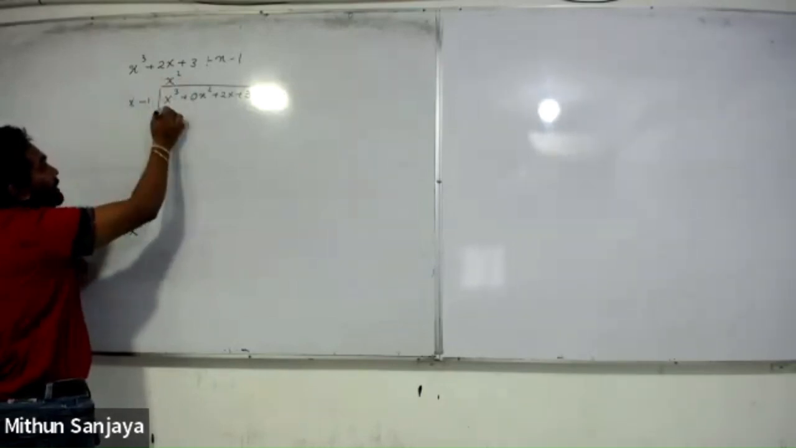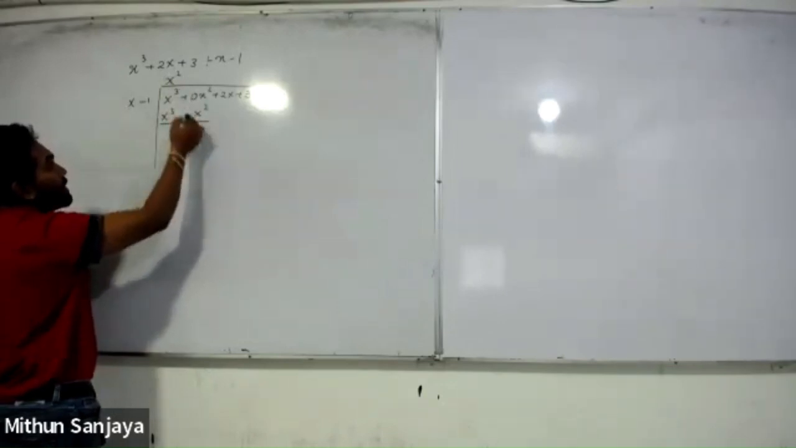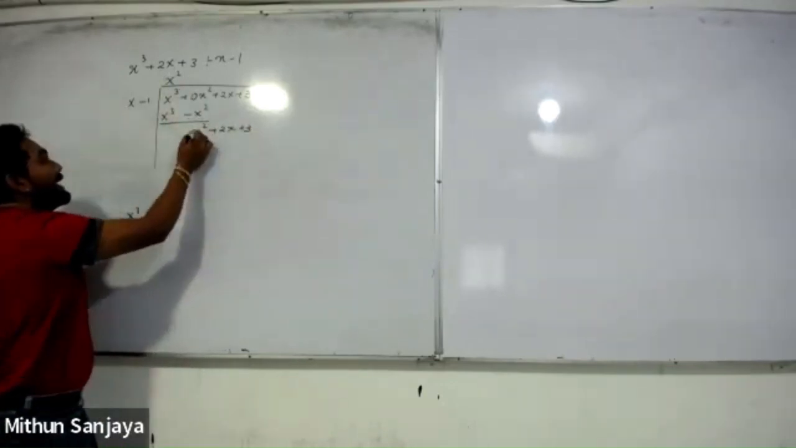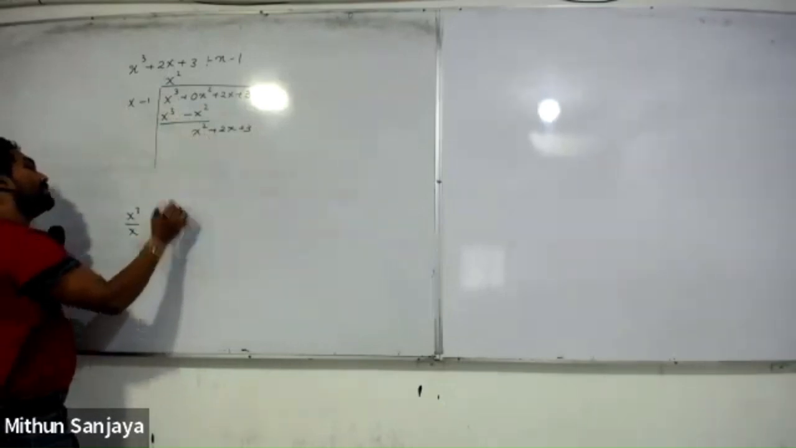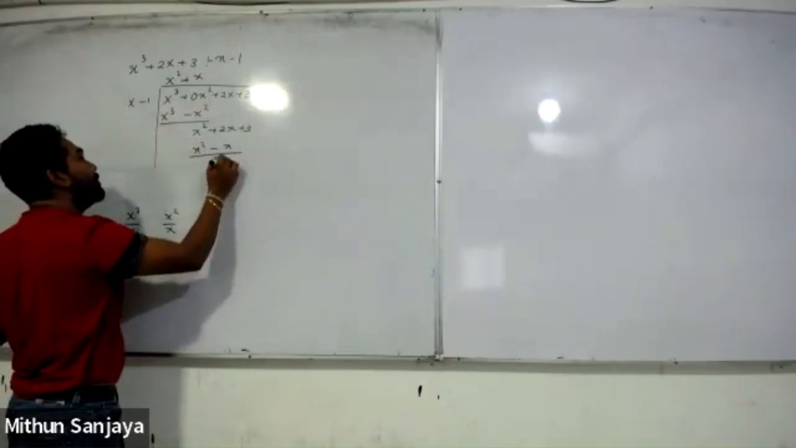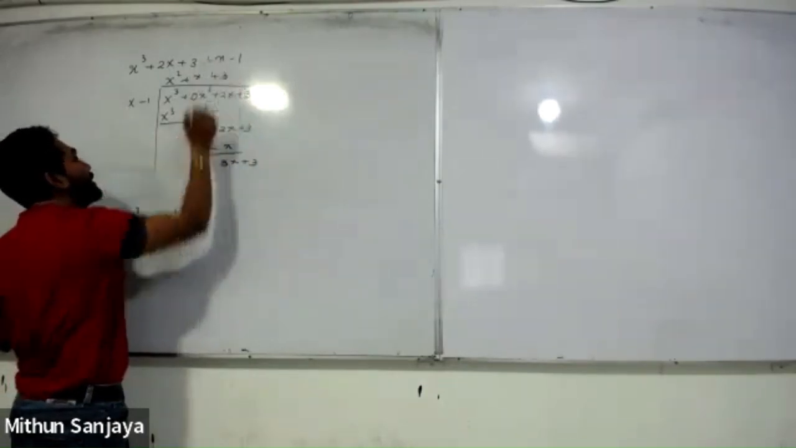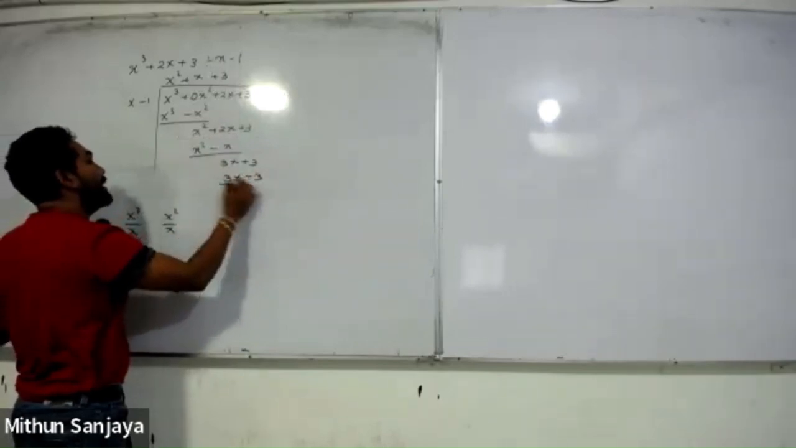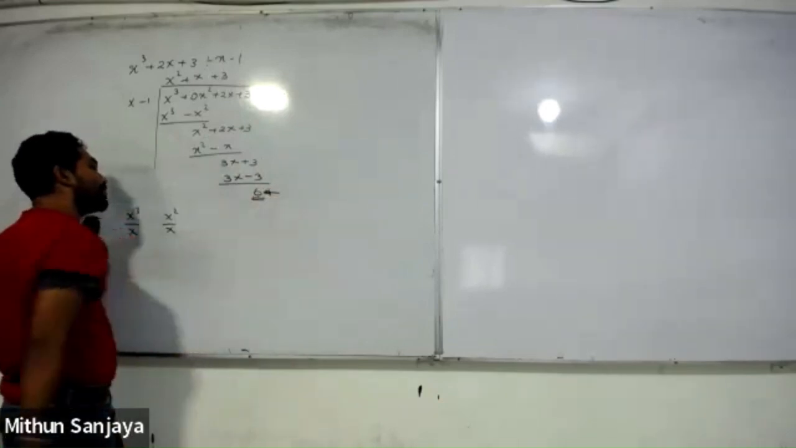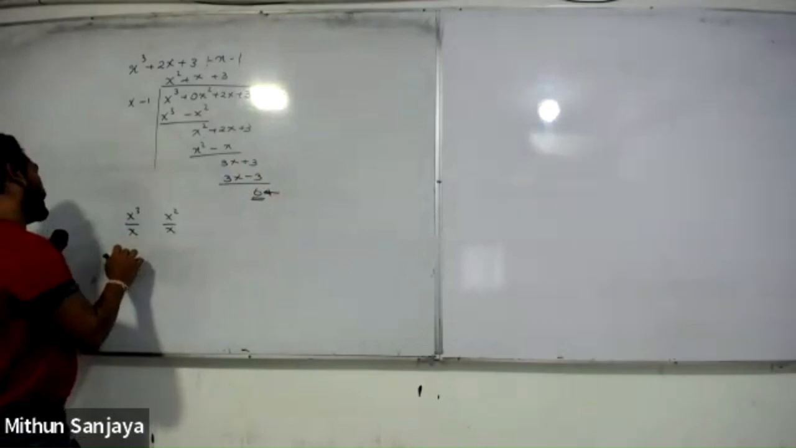Then x squared times x minus 1, and we subtract, which gives x squared plus 2x plus 3. Now again, x squared divided by x is x, and subtracting x squared minus x gives 3x plus 3. Then we put 3x minus 3, and the subtraction gives 6. That's the remainder.